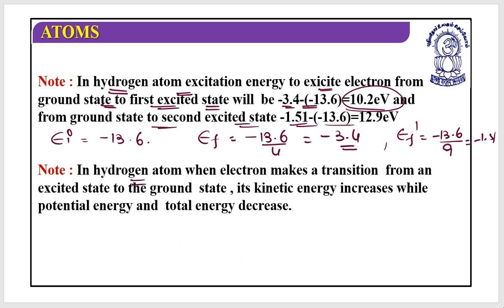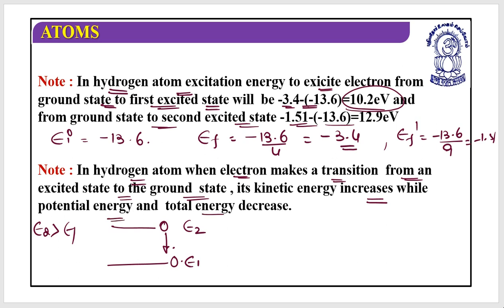And in the hydrogen atom, when an electron makes a transition from an excited state to the ground state, so basically it has been here and it is going to move towards this from the ground state. Let's call this E1 and this E2, and E2 is greater than E1. Then its kinetic energy increases while potential energy and total energy decrease. Please keep this in mind. I hope this is clear.